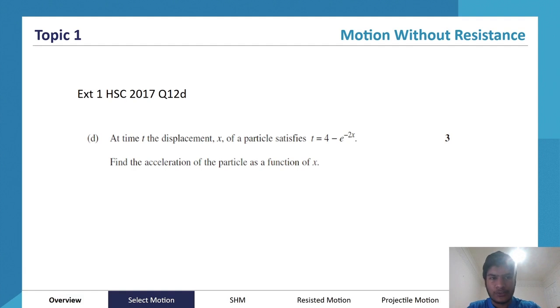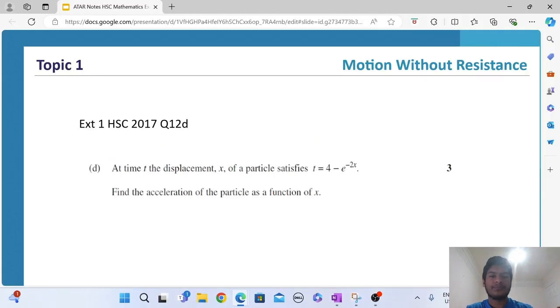This is actually pulled from the Extension 1 HSC from 2017, question 12D. If you go to past papers from Maths Extension 1 before 2020, you'll see that some of them involve a few of these v dv dx, d dx of v squared on 2 questions, which have now been moved into the Extension 2 syllabus. You might find them easier compared to the actual HSC Extension 2 type questions, but they're still worth practicing because it helps you practice picking the right expression and using the right expression. So let's do this one.